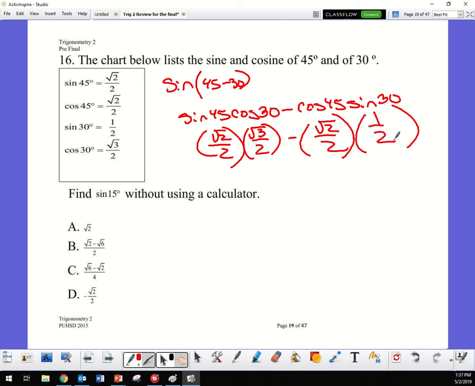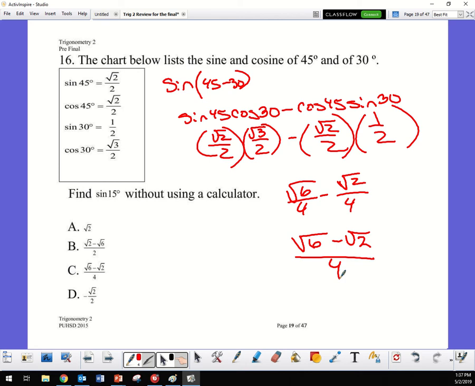And there we go. Okay, so now do my multiplication. I get rad 6 over 4 minus rad 2 over 4, which gives me rad 6. I said 6 and I still wrote 2. So, rad 6 minus rad 2 over 4. This is fine.